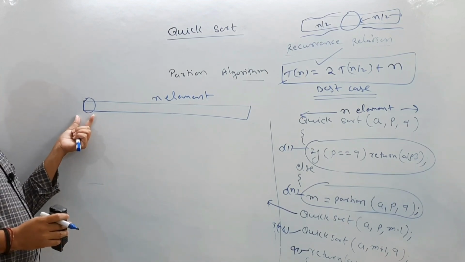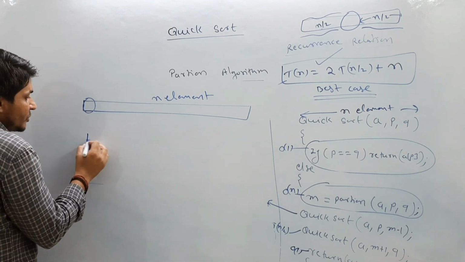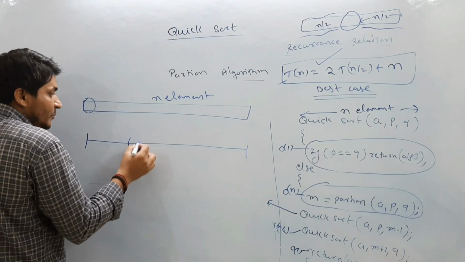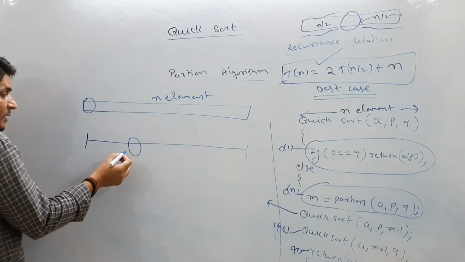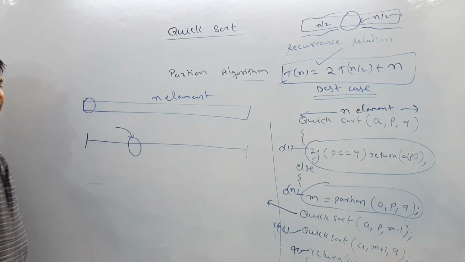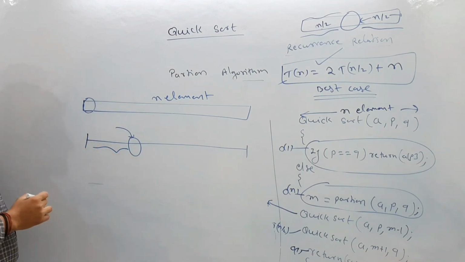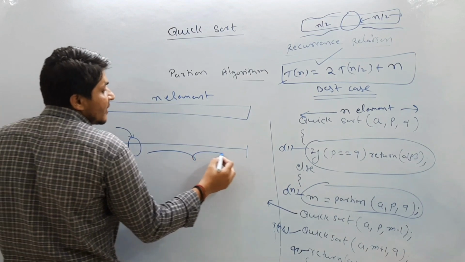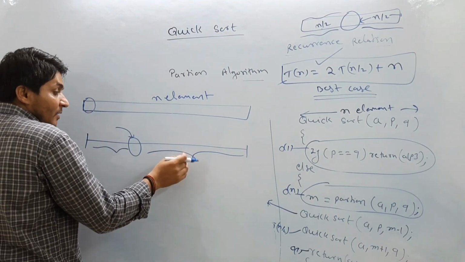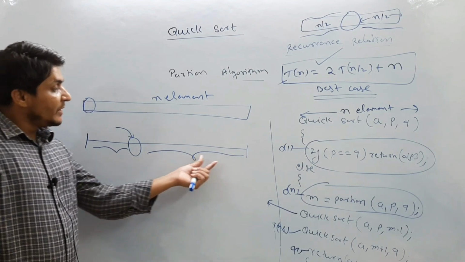After partition, let's suppose this pivot element reaches its correct position. Let us assume that after partition, the pivot element is reaching its correct position, and all the elements which are smaller will be available on the left hand side. All the elements which are greater than the pivot element will be available on the right hand side.